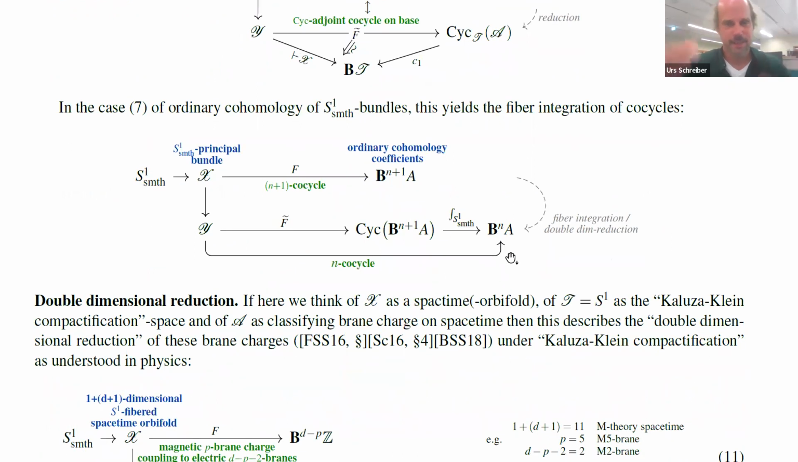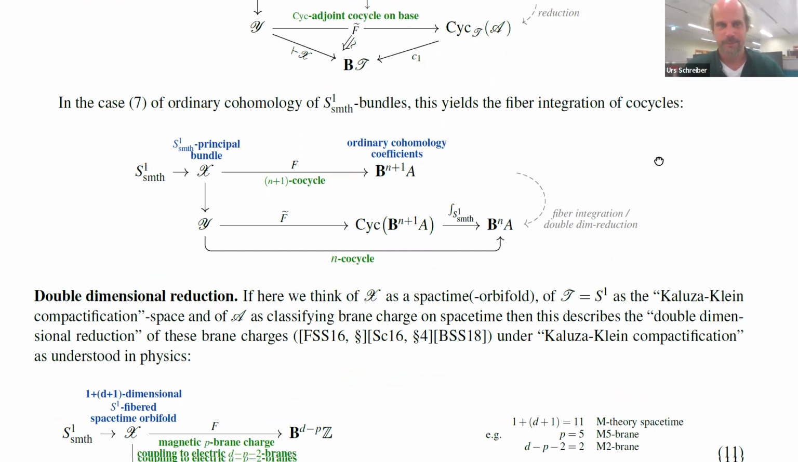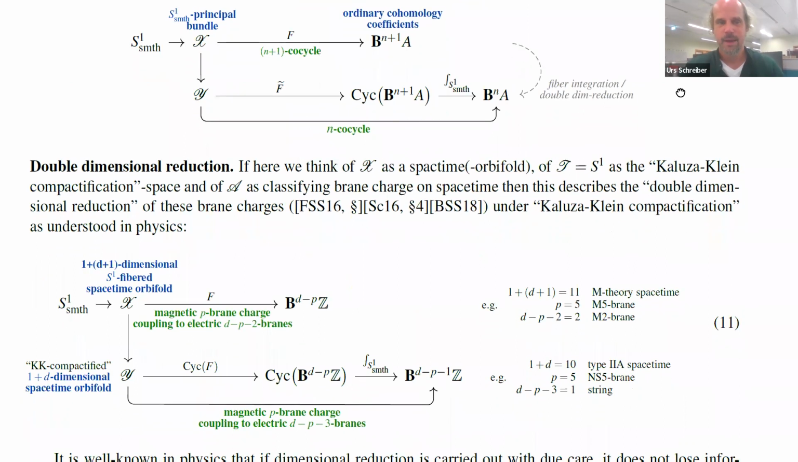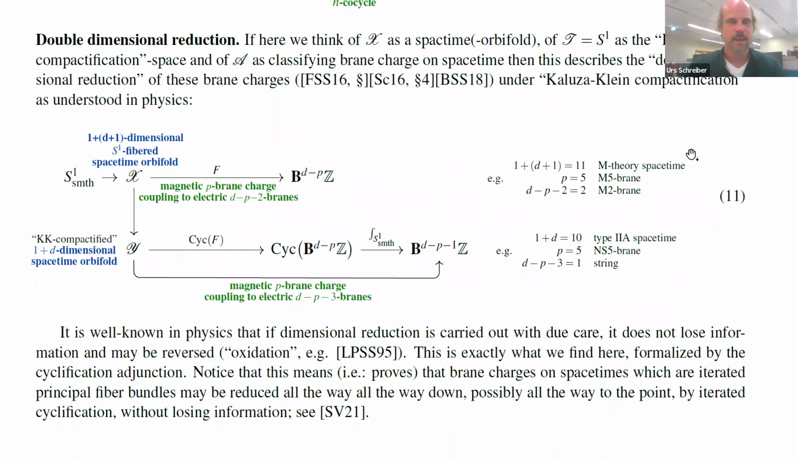What this actually does, as one analyzes, is a fiber integration of cocycles. This means I have a cocycle on an S1 fiber bundle, and so I can ask for integrating these cocycles over these fibers. And this is what this construction does. So this is of key importance in physics, in particular in string theory, where point particles of higher degrees appear, because there it models what's called double dimensional reduction of charges.